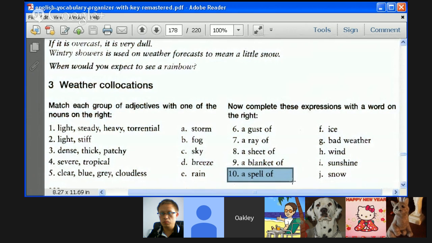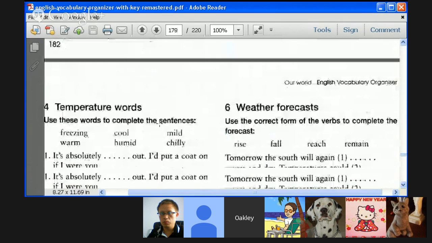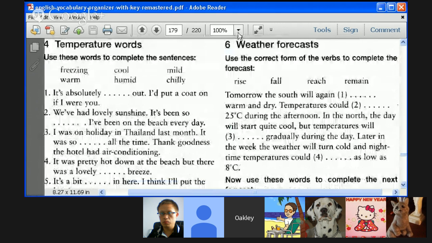Tanya, how about number 10? A spell of bad weather. Very good. Excellent. Much earlier in the lesson, some of you hadn't arrived, we talked about heat wave, a lot of hot weather, or a cold snap, many days of very cold weather. But we can also use a spell of to talk about bad weather, cold weather, hot weather, or good weather. We've had a real spell of good weather. It's been really nice. So that is also possible.